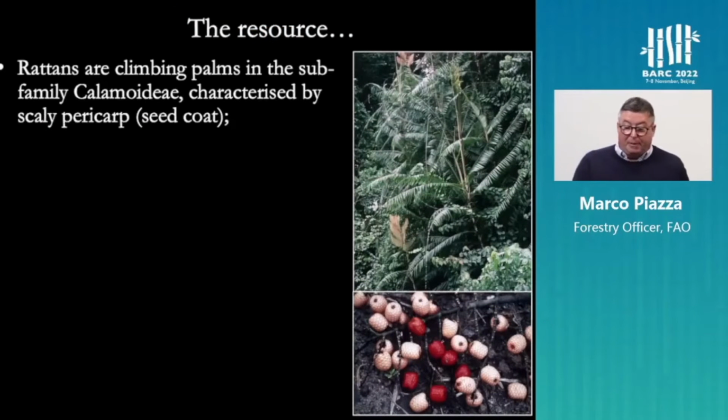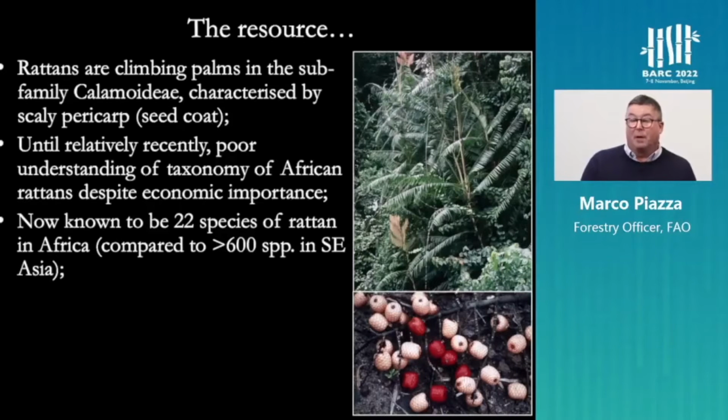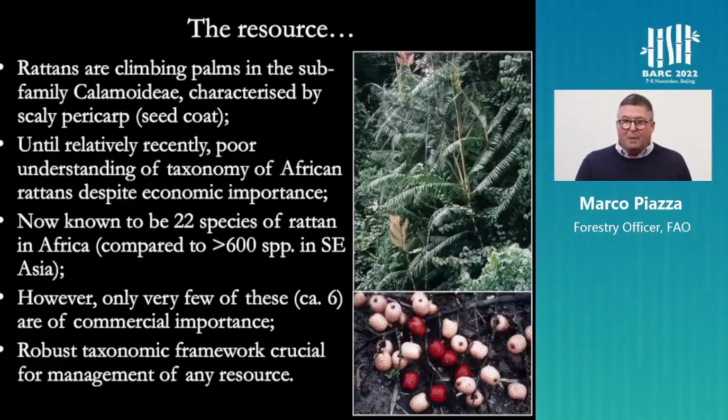So the resource in Africa. In general, rattans are climbing palms in the subfamily Calamoideae, characterized by a scaly pericarp, and you can see in the lower picture the snakeskin-like scales on the fruit. Until relatively recently, we had a very poor understanding of the taxonomy of African rattans, despite their economic importance. We now know there are 22 species of rattan in Africa, which is very poor in terms of diversity compared to Southeast Asia, where there are around 600 species. And interestingly, only very few of these are of commercial use and importance.